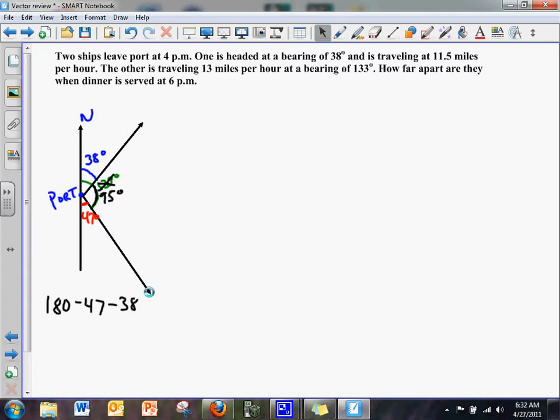All right, so here's the key though. If the boat traveling along this path is traveling at 11.5 miles an hour for 2 hours, that's pretty straightforward. Double that, 23 miles. So this distance is 23. The boat traveling down to the right is going at 13 miles an hour for 2 hours. It travels a distance of 26 miles.